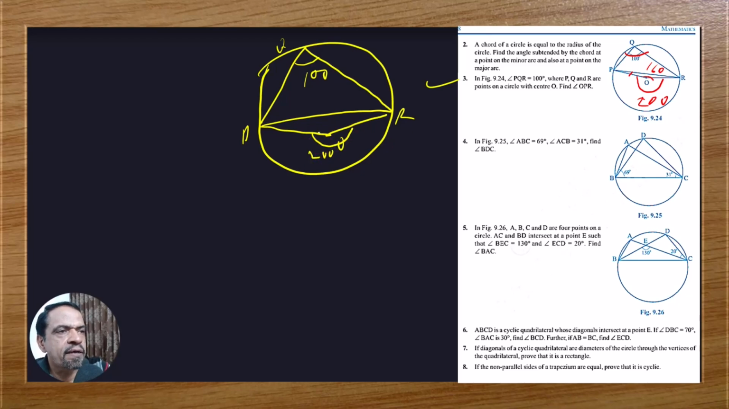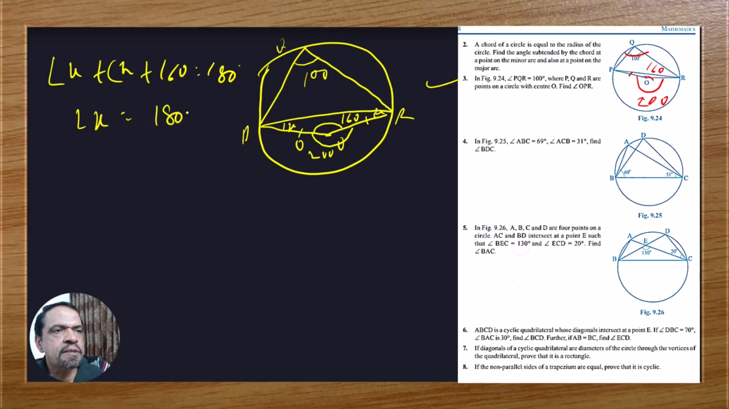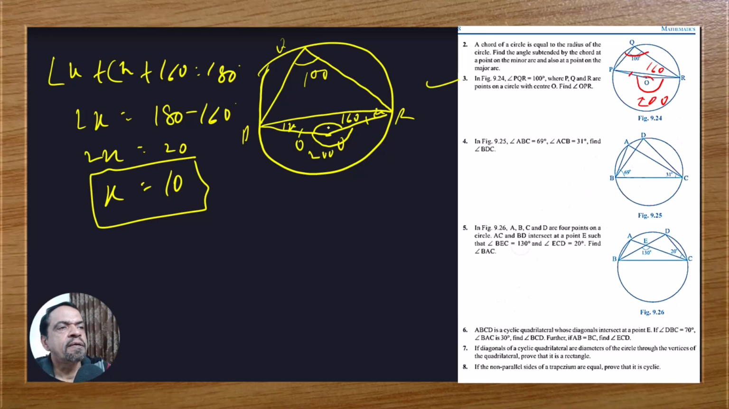Because this is the center, the angle on the opposite side will be 160, and the radii are equal, so these angles will be equal. Let us suppose each is x. So x plus x plus 160 is 180 in a triangle. 2x is 180 minus 160, so x is equal to 10 degrees. In this triangle we use the angle sum property. Angle OPR will be 10 degrees.